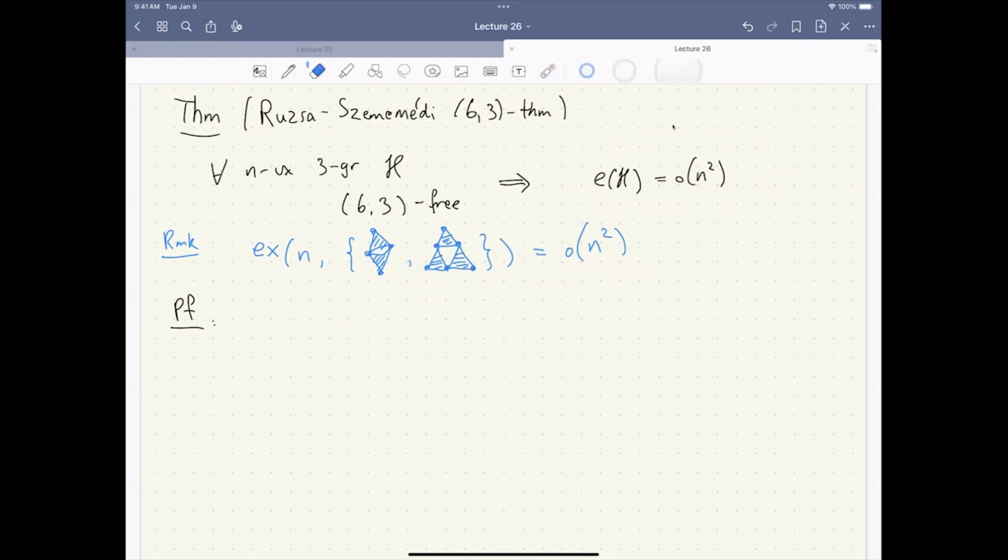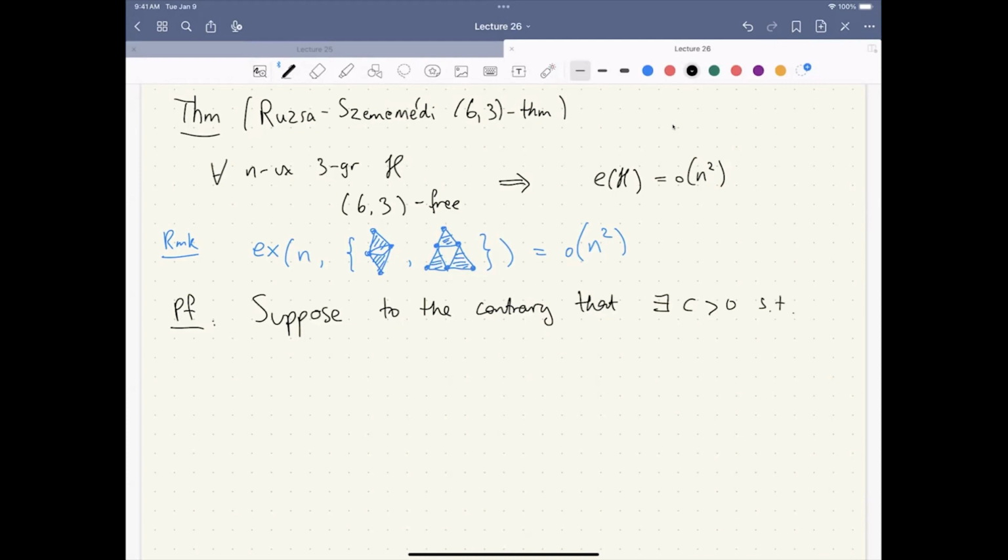So first, let's suppose that we prove by contradiction. Suppose to the contrary, suppose false. Suppose that there exists a c such that, what's the opposite of this? Is this, there exists c such that for infinitely many n?